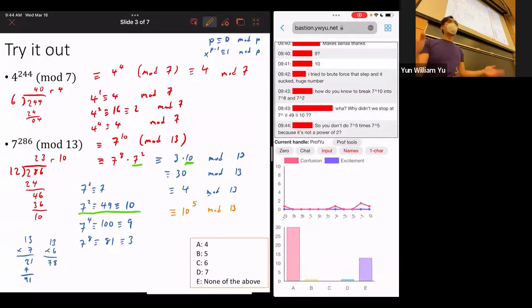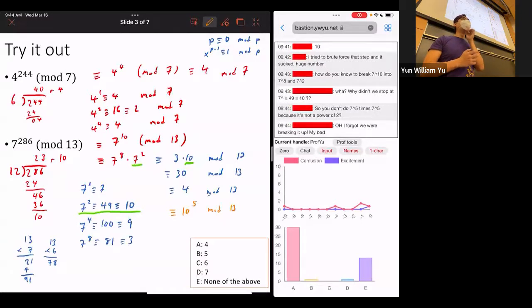You can also do 7 to the 5 times 7 to the 5, and that will also give you the right answer. And if you don't believe me, you should check that yourself. All of these things will give you the right answer. The question is, which one do you want to do? I gave you the method for breaking it up into powers of 2 because that will consistently work. But if you see the number and you're like, oh, it's easier for me to break it up into these other factors, then you are also free to do that.